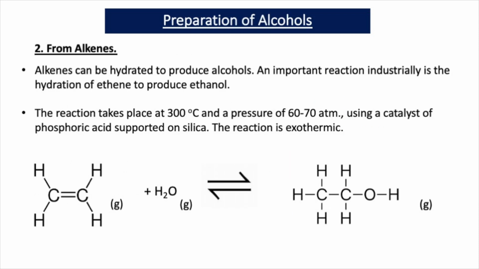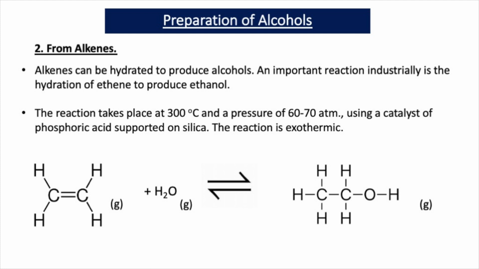Now our second way of making an alcohol is from alkenes. If you react an alkene with steam at 300 degrees C and a pressure of 60 to 70 atmospheres using a catalyst of phosphoric acid supported on silica, you will produce an alcohol in an exothermic reaction. Now this reaction is important as it's the way that alcohol is produced industrially. It's a continuous process where alcohol can be produced 24 hours a day.